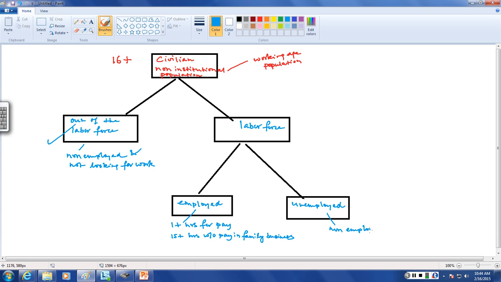Non-employed and actively looking for work. That's your unemployed person. Correct? So who is unemployed then? To be unemployed, what must a person be doing? A person who is currently not working must be doing what in order to be considered unemployed? Looking for work, actively looking for work, exactly.